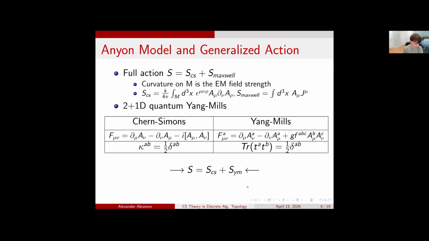Our action is now defined by this term, but our curvature on M is going to be the EM field strength, right? So using our definition for the Chern-Simons action, along with the definition for the Maxwell action, which I introduced before, and here's the description of Maxwell's action, we should get the same equations of motion, and that's consistent. So you get these same consistent equations of motion.